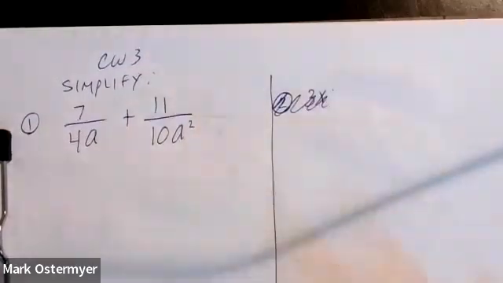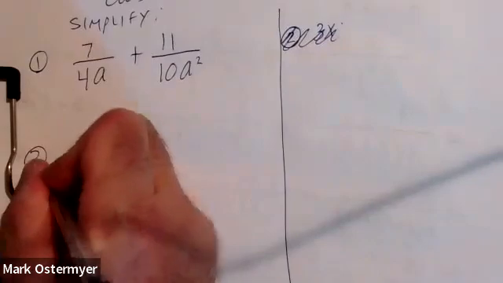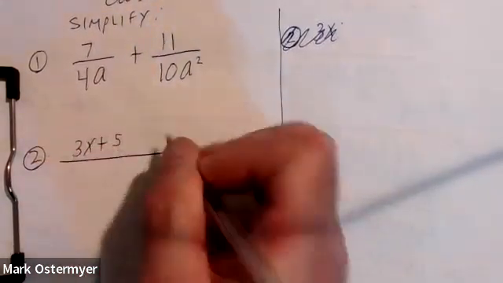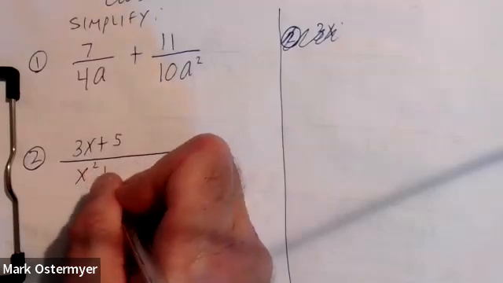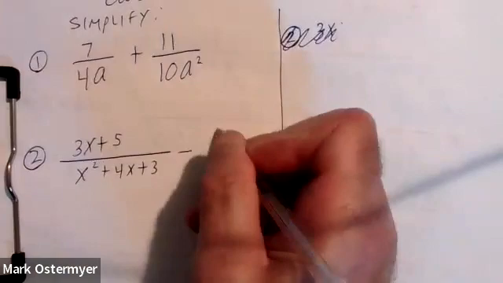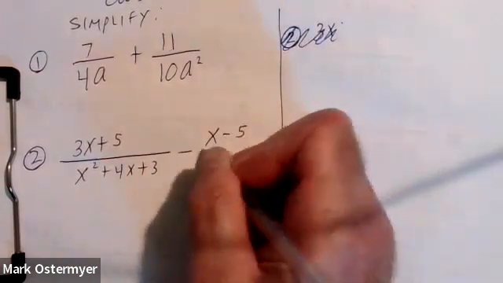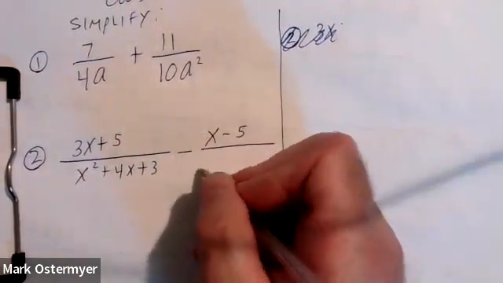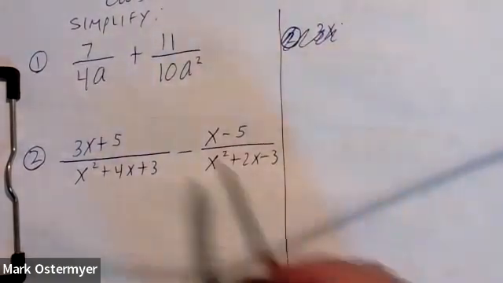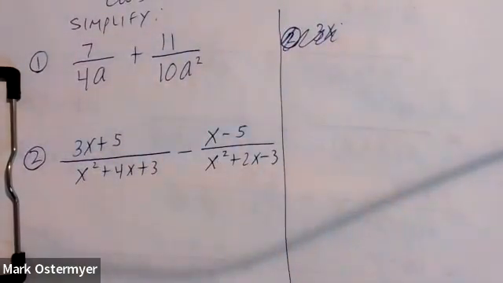And we'll give you another one here. Actually, I don't think I'm going to have enough room there, so I better write the second one down here. Number 2 should be 3x plus 5, and that'll sit over x squared plus 4x plus 3, minus x minus 5. And that's going to sit over x squared plus 2x minus 3. All right, so see if you can add and subtract these rational expressions. We'll call that classwork number 3.